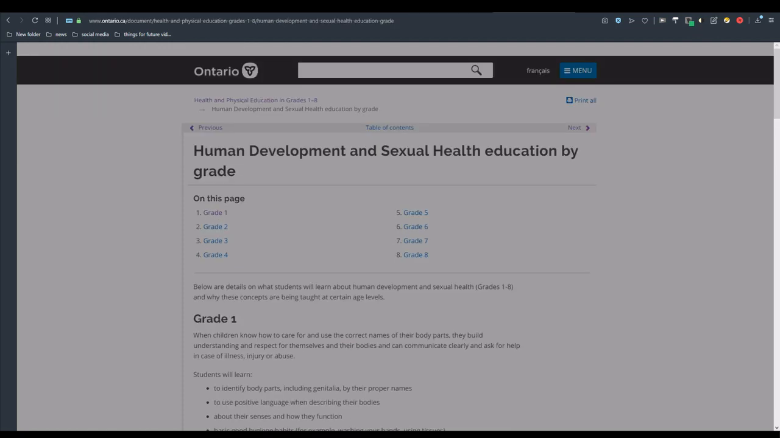Okay, so I'm going to be reading from some notes that I have compiled from the individual pages for grade 1 to 8. I will be posting the full notes, as well as any corrections that I make after recording, in a pinned comment down below.